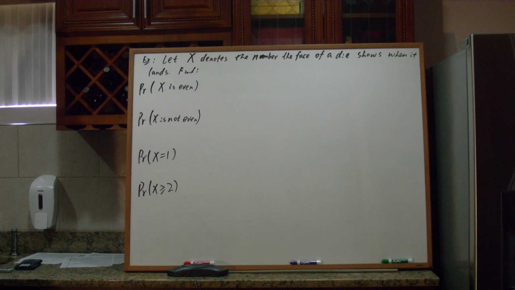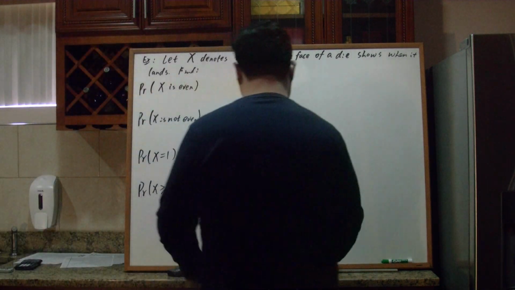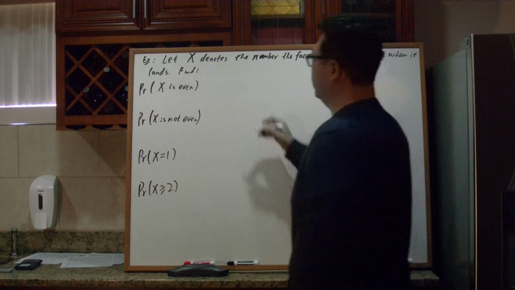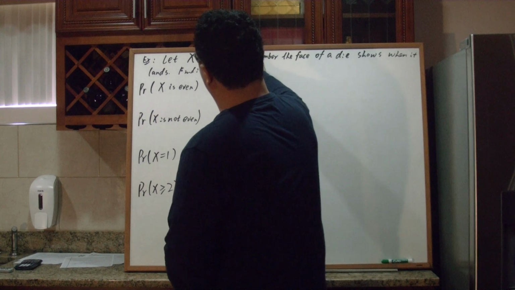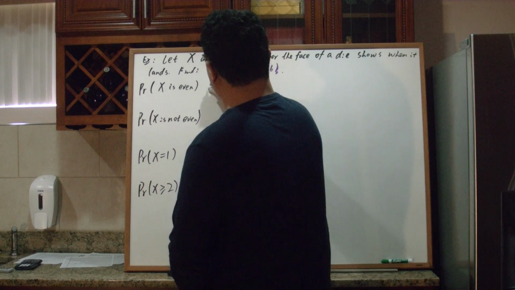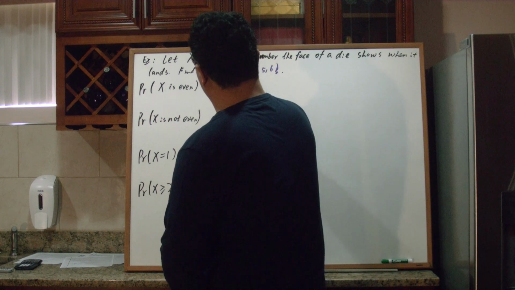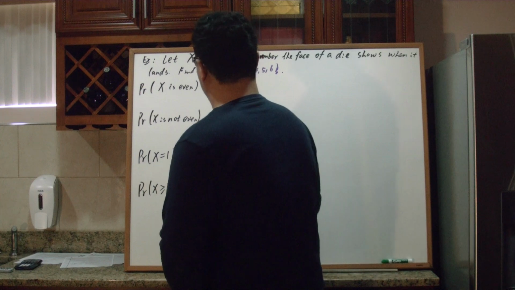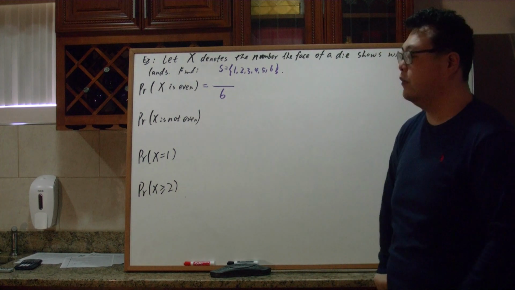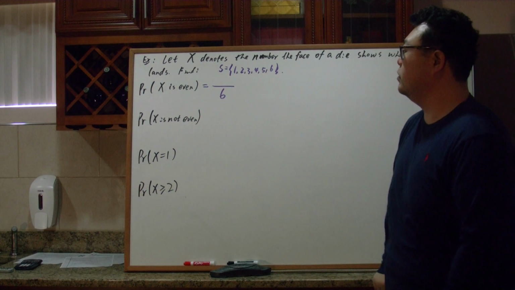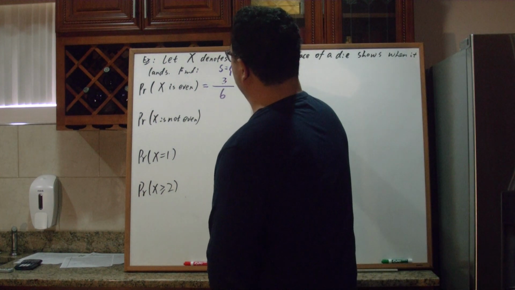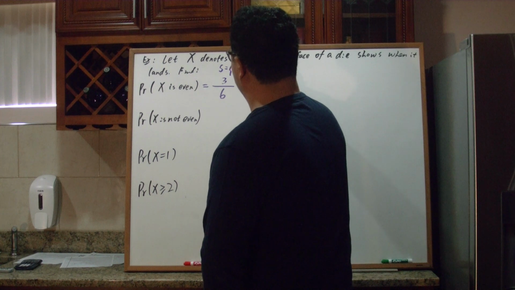The first one says probability of X is even. If we know the sample space of rolling one die, if you want to write it down, that's 1, 2, 3, 4, 5, and 6. So for the probability to be even, that's 6 numbers on the die when we roll it once in the sample space. To be even, that's 2, 4, or 6, that's 3 of them, which will be 1/2.